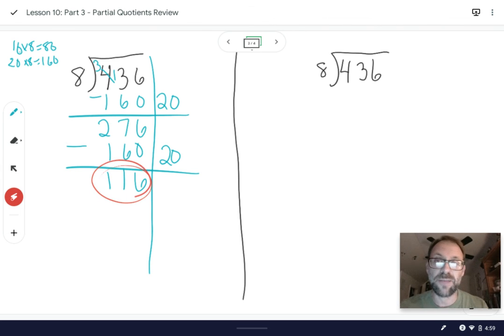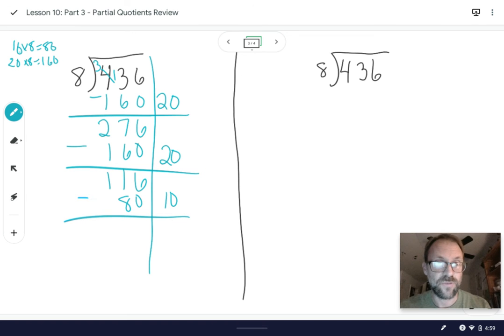How many groups of 8 could I make out of 116? Well, if I go back to my list, I see that I have 10 groups of 8. So I could try that. 10 groups of 8 is 80. Subtract that away. Take it away from the pile. That'll leave me with, let's see here, 36. And then I get down to a math fact. 8 times 4, my final partial quotient. 4 groups of 8 would be 32. That'd leave me with 4 left over, from which I cannot make another group of 8.